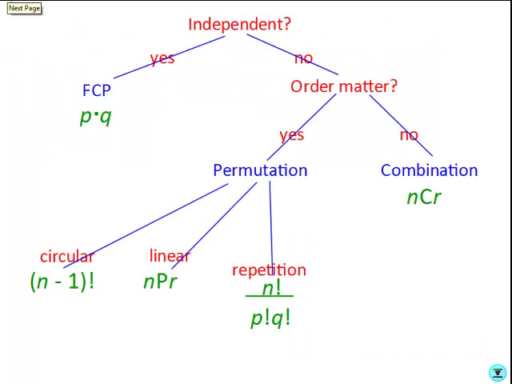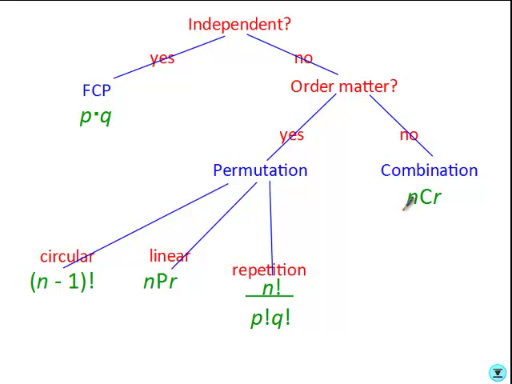You need to write this down. Hopefully you've already written down some notes today, but this is how we count. This is all the ways that you're going to learn how to count. The first question you have to ask, are these independent or dependent? If they're independent events, you use the fundamental counting principle. You simply multiply stuff together. If they're not independent, you have to determine if it's permutation or combination. If the order doesn't matter, it's a combination.